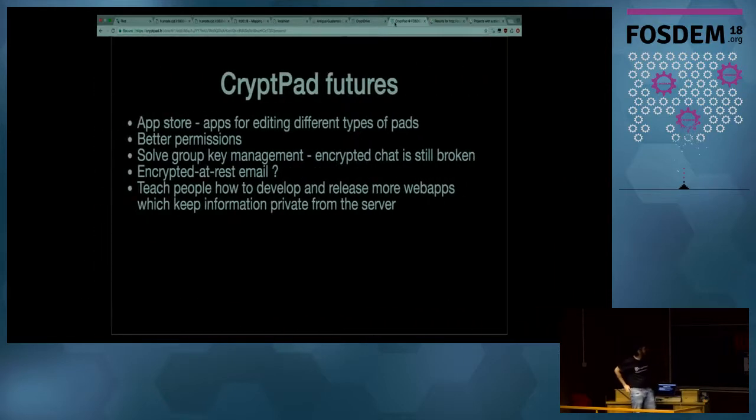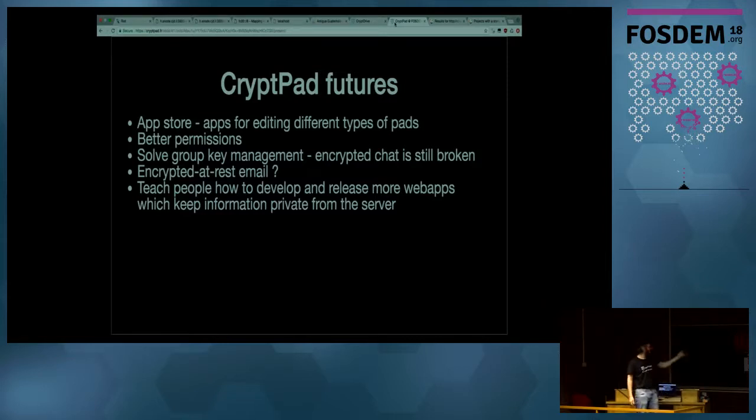Anyway, CryptPad futures. We have four or five different apps right now. They're all basically hard-coded because we've done everything in a rush. We would like it to be like an app store where you can write your own app with an API and an SDK. And because the app is running inside of a sandbox iframe, it should be pretty safe, in that the app's not going to eat your keys.